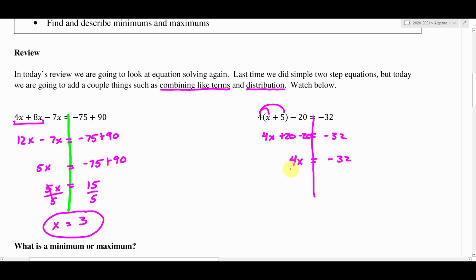So to undo multiplication, I have to divide by 4. And whatever I do on one side, I have to do on the other side. So the 4's cancel. X is by itself. And then negative 32 divided by 4 is negative 8. And there's my number. If I were to take that negative 8 and plug it in right here for x, I would get an equation that's true. I'd get a negative 32 over here on this side.